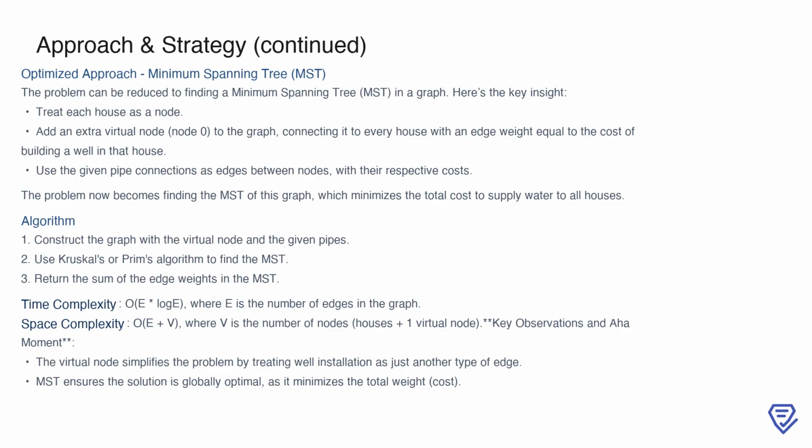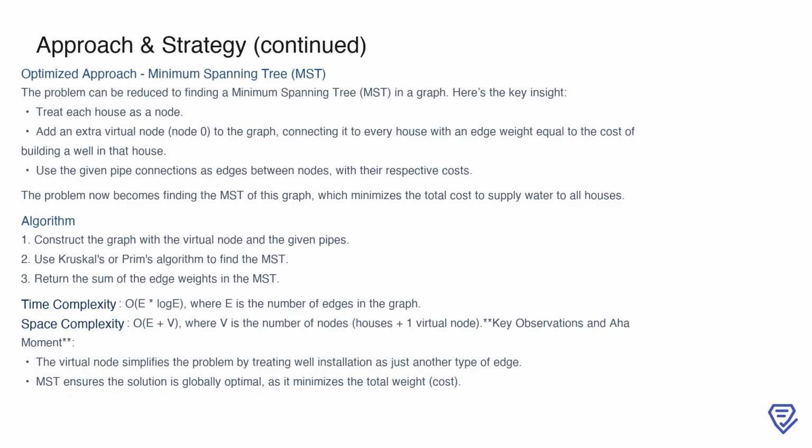To implement this, we first construct the graph, including the virtual node and all edges. Then, we use a well-known MST algorithm, like Kruskal's or Prim's, to compute the MST. Finally, the sum of the edge weights in the MST gives us the minimum cost.